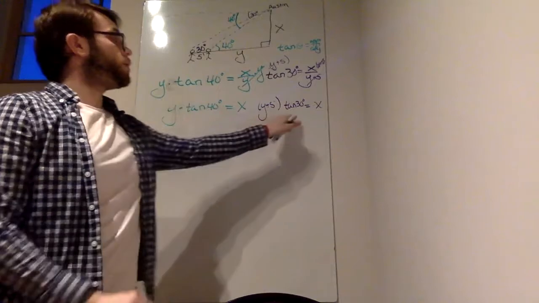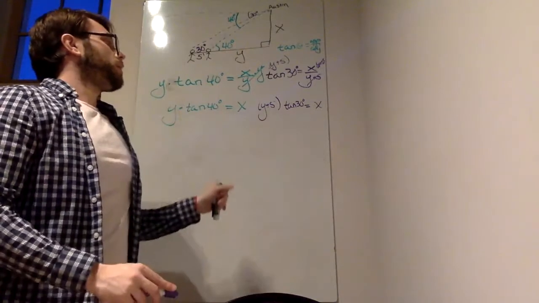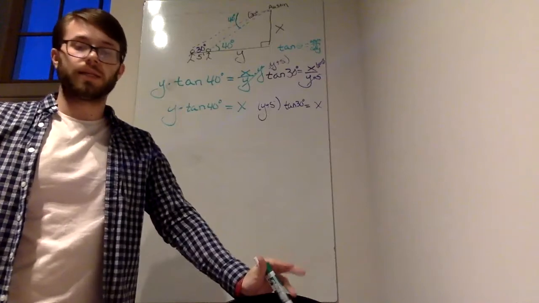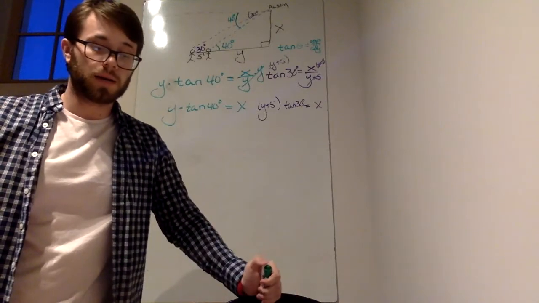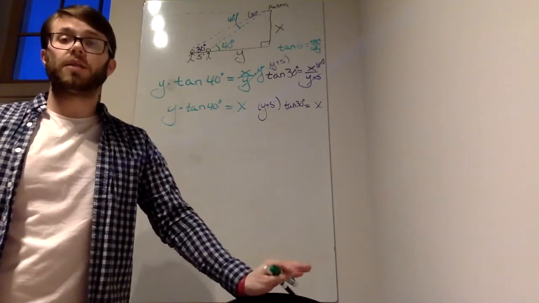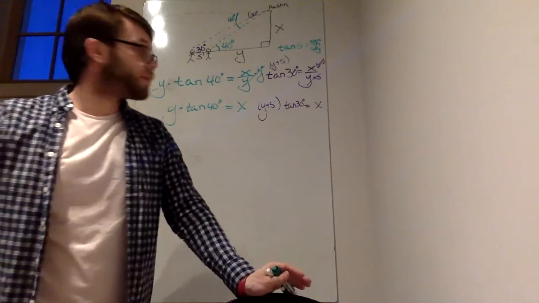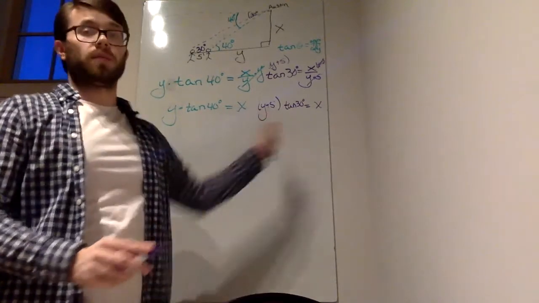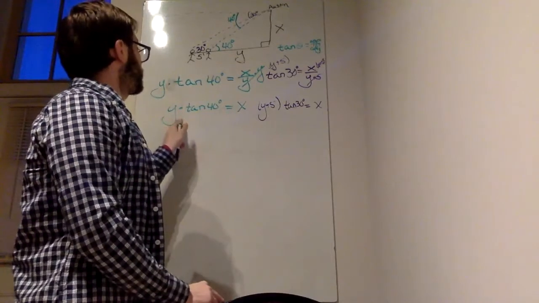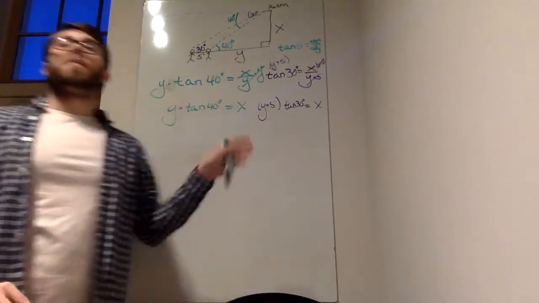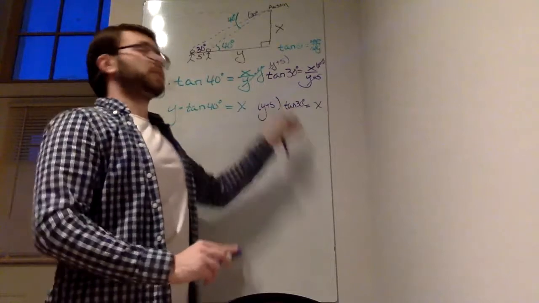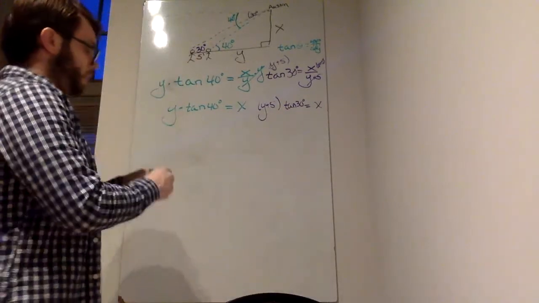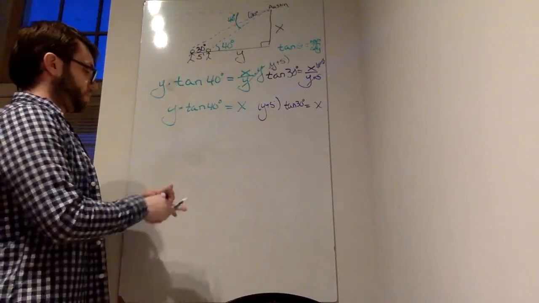We now have two equations that tell us what x is equal to. And we know x is a constant. If we look at the height of a diving board, that does not change. So therefore, we can say that these two values must be equal. Y times the tangent of 40 degrees must be equal to y plus 5 times the tangent of 30 degrees. So we'll set them equal to each other.